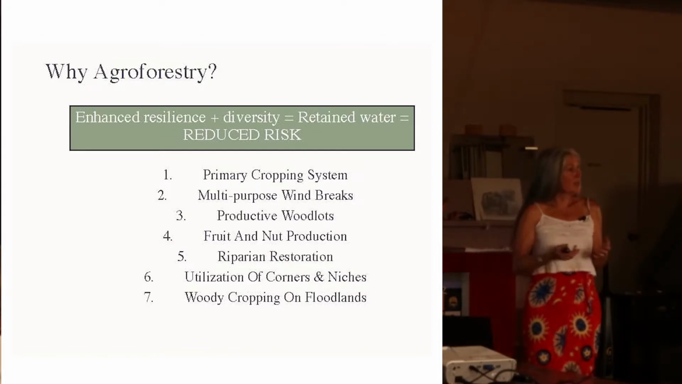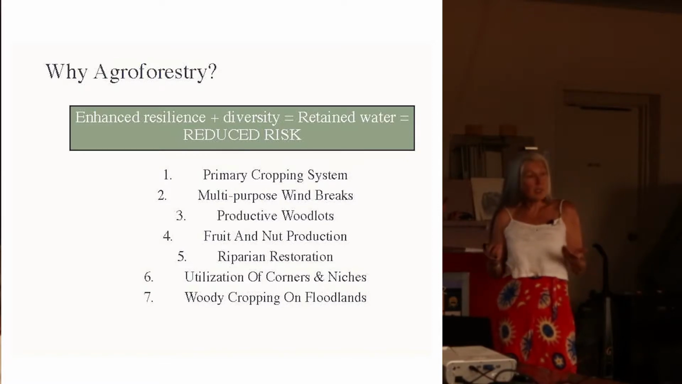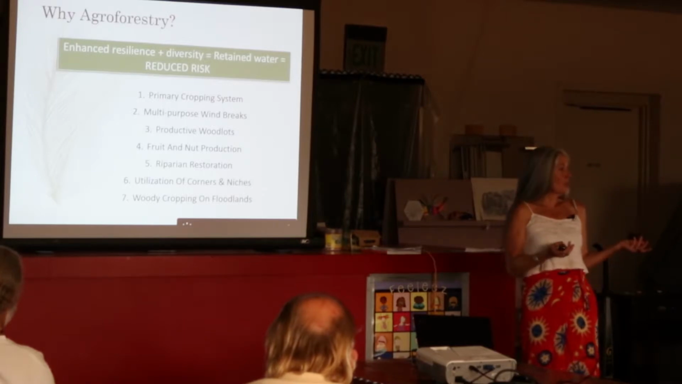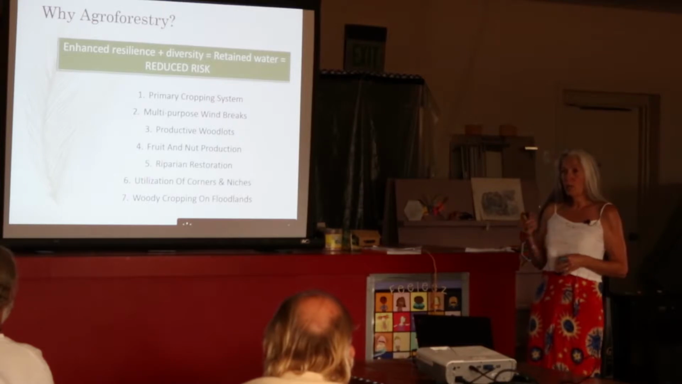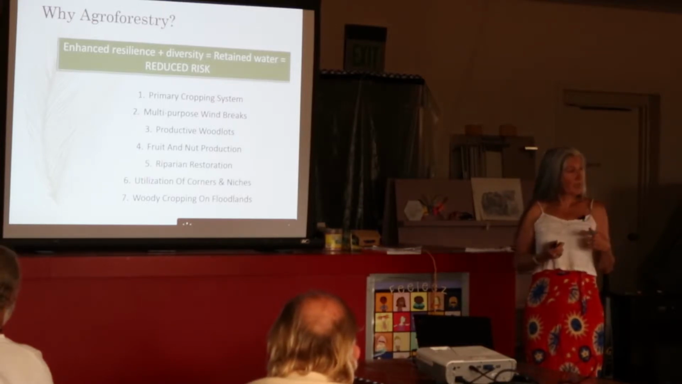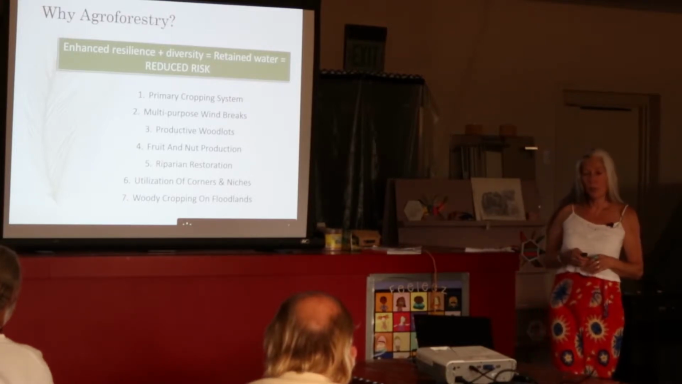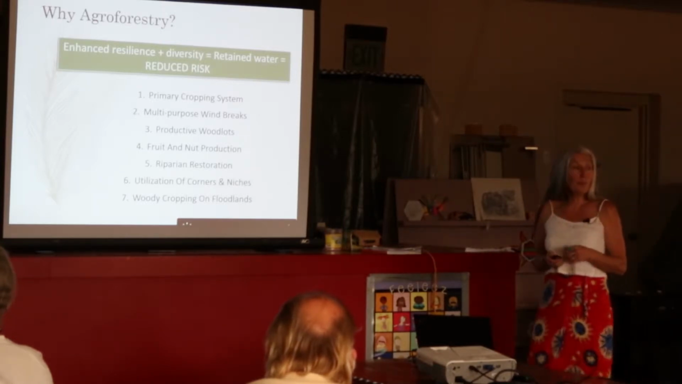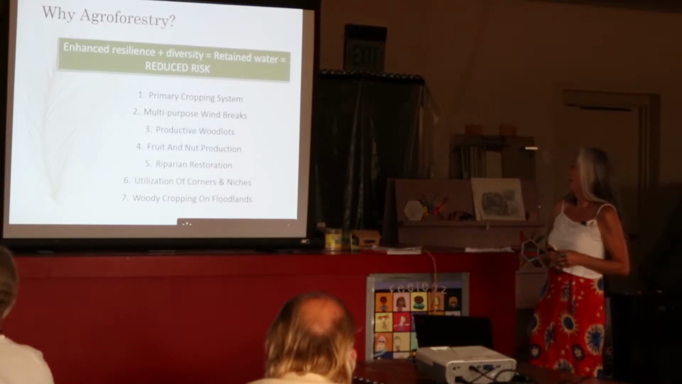Productive woodlots, but the key here is diversification. Fruit and nut production. Riparian restoration, utilization of corners and niches. That's a good place to start a little agroforestry project. You'll see that a lot now where you have center pivot irrigation. Those little corners that don't get covered are great places to do some agroforestry work. And woody cropping on floodlands. What a better idea than building a house, say, on a floodland.